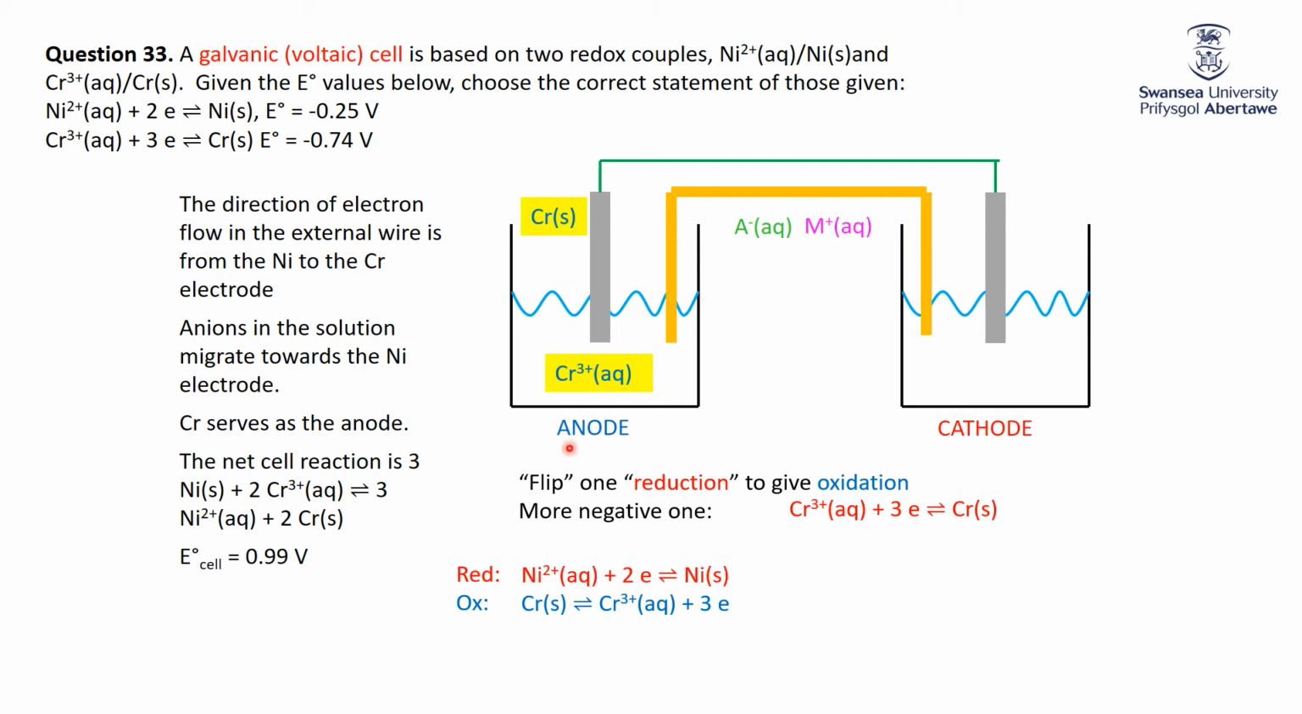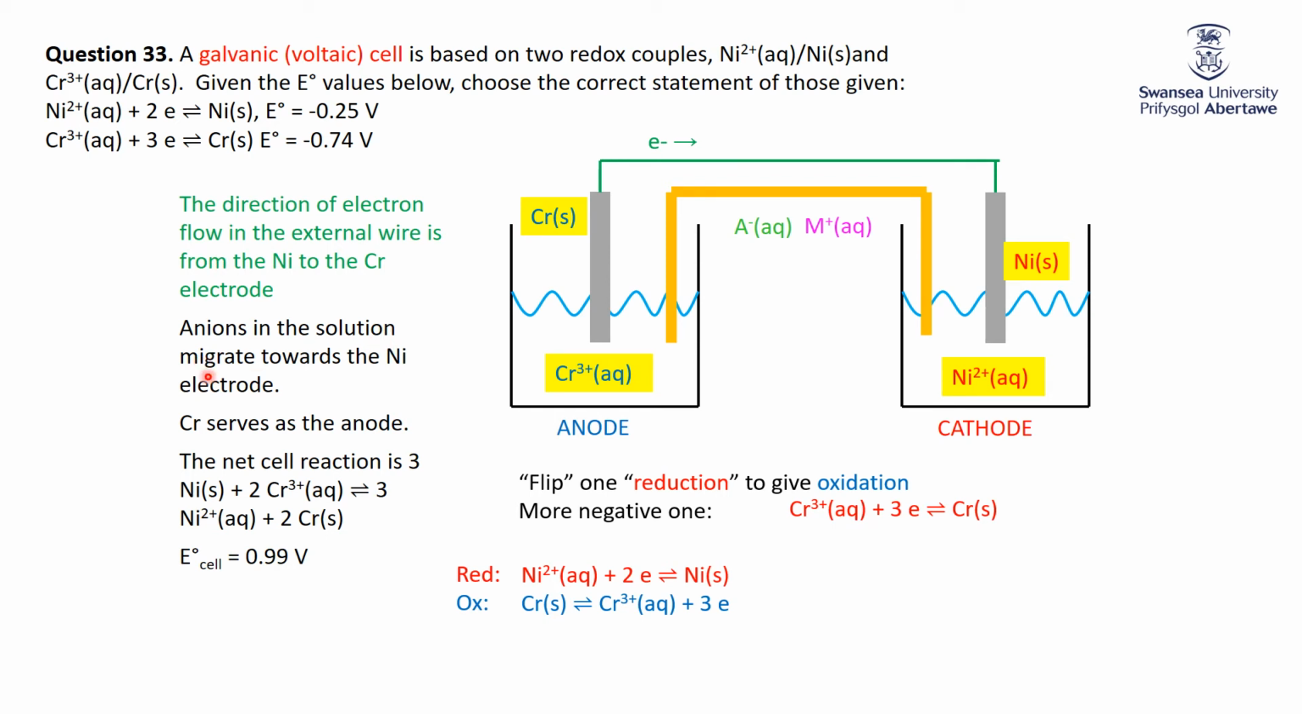Okay, so we can put in for the anode there, the solid one is the chromium, and the solution is Cr3 plus, and at the cathode for the reduction, the solution will be Ni2 plus, and the stationary phase, the solid, will be nickel. So now let's see what's going to happen. We're looking for the correct statement. So is the direction of electron flow from nickel to chromium? No, electron flow goes from the anode to the cathode, so therefore this is false.